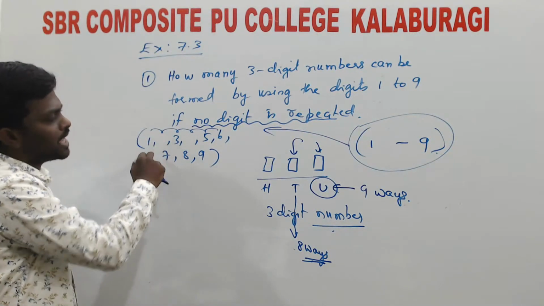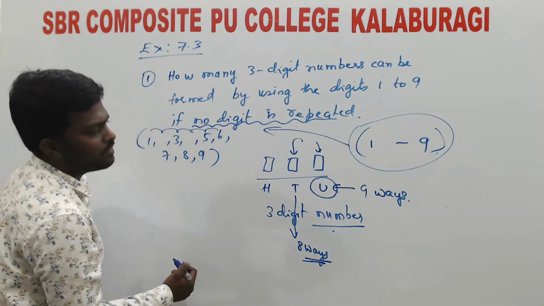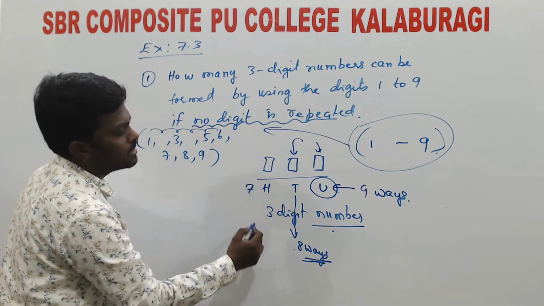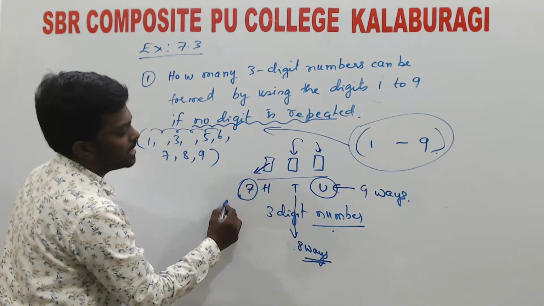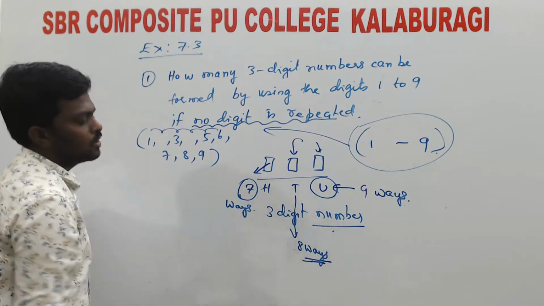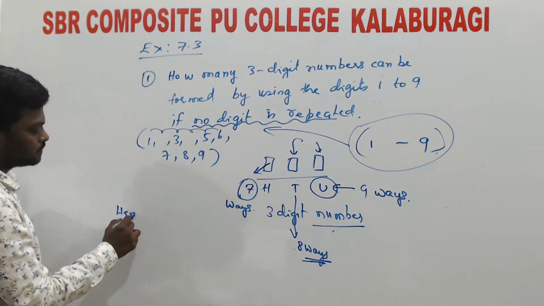So let's suppose 2 has been inputted here. How many are we left with? We are left with 7 digits. So the hundreds place can be filled in how many ways? 7 ways, right?